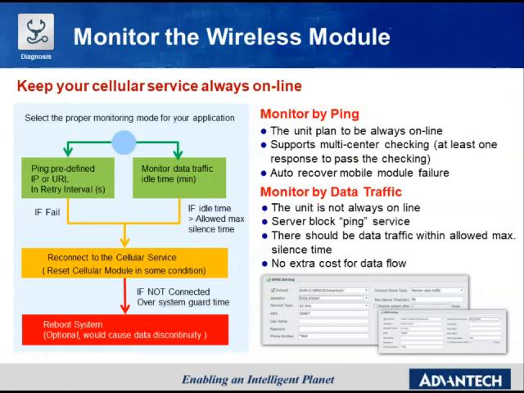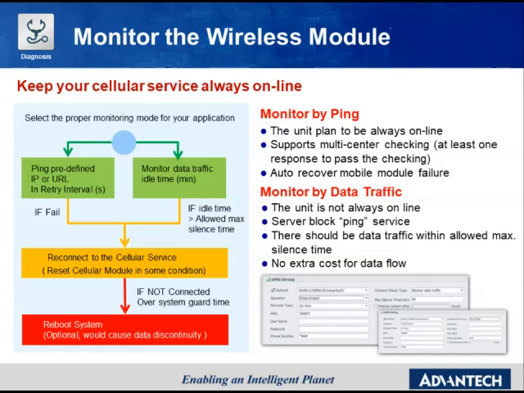We'll connect the ADAM3600 to the cellular service. We provide two different ways to monitor the wireless communication to keep your cellular service always online. The first one is monitored by ping, and the second is monitored by data traffic. If the ADAM3600 could not ping a particular IP or could not detect any data traffic, and the situation continues until it exceeds the defined time period, ADAM3600 would try to reconnect to the cellular service.